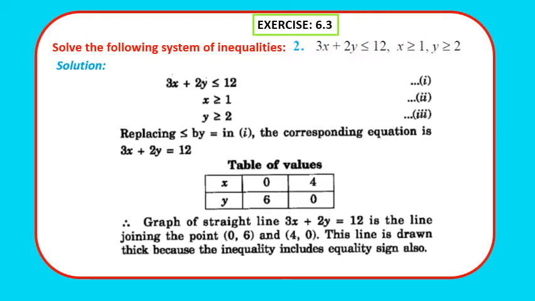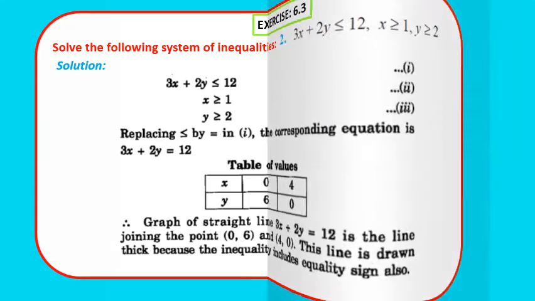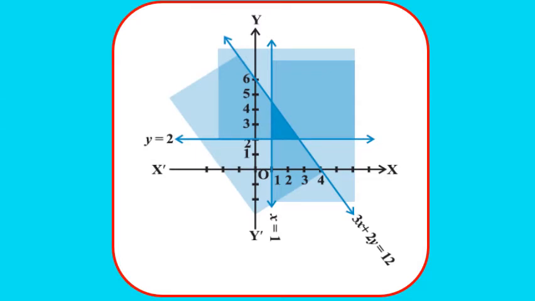Okay, so let's check the graph. We have the line 3x plus 2y equals 12, and x equals 1 will be a line parallel to the y-axis, and y equals 2 will be a line parallel to the x-axis. Now it was x greater than or equal to 1, so it cannot contain the origin. So for the line x equals 1, the solution will be on the right hand side, and for y equals 2, since y is greater than or equal to 2, again the origin cannot be there, so the solution will be above the line. Now coming to the line 3x plus 2y equals 12, if you take the origin in that part, we will find that the origin is in the solution region.